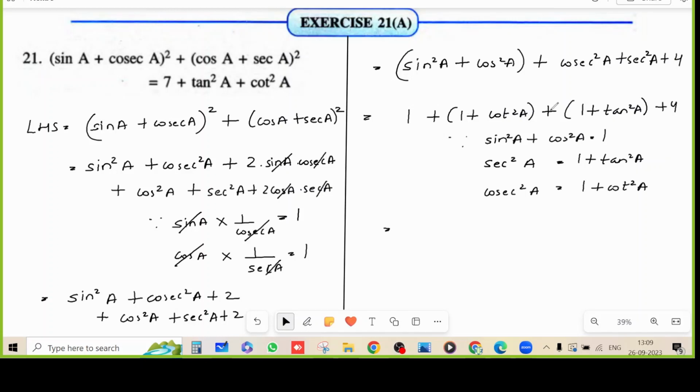So here we can add the numbers. So this will give us 7 plus cot square A plus tan square A, which is equal to the right hand side. Hence we have proved that the left hand side is equal to the right hand side.